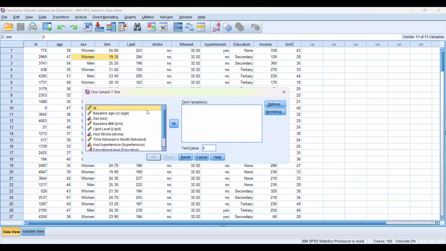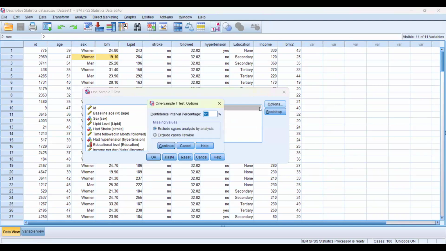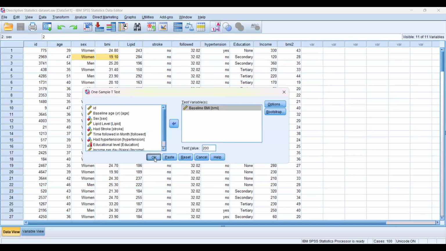And you can see it's asking for my test variable. What I'm checking is the lipid level among a group. And I want to see if there's an improvement after them eating a vegetarian diet for 3 days. And I said at the beginning that my test value is 200. Let's assume that that's the value that is good, below that value. Okay, let me see options. It is at 95%, so we are good to go. And then I click continue here, I click OK here.